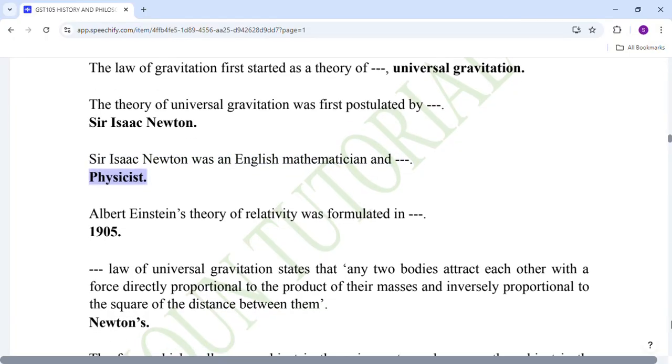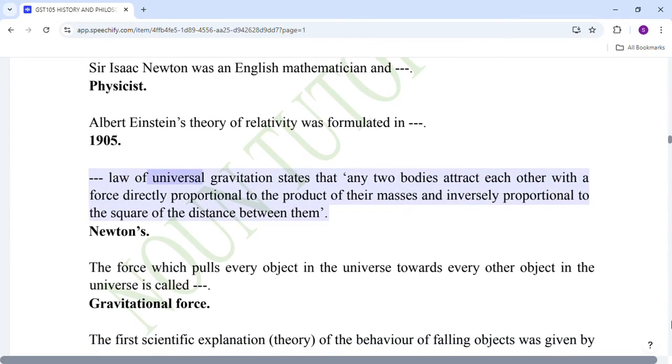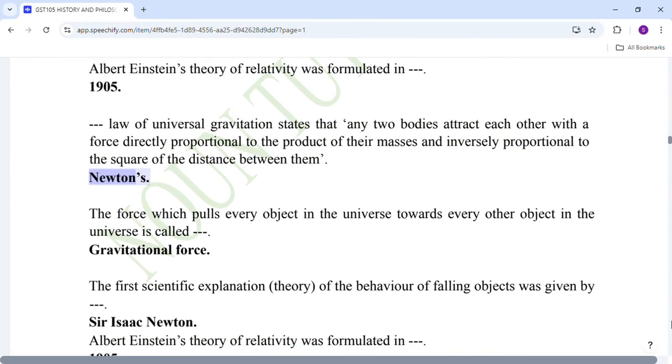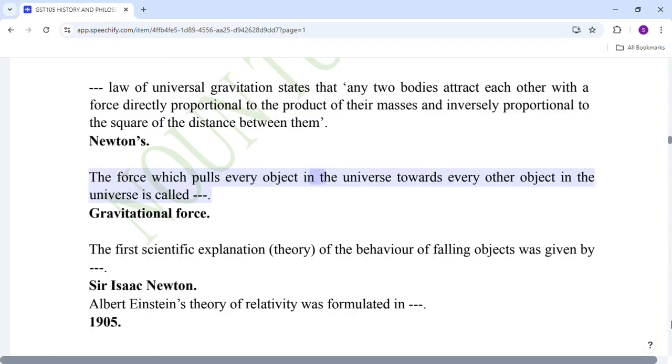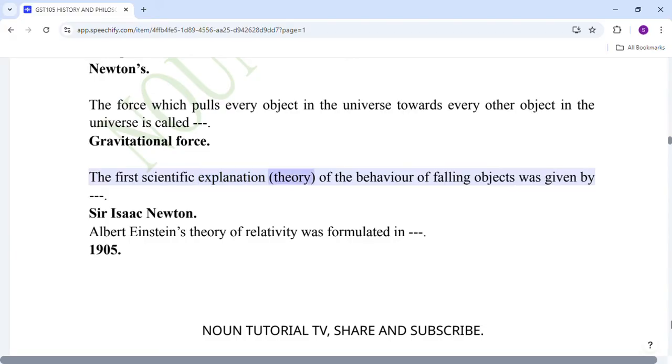Albert Einstein's theory of relativity was formulated in 1905. The law of universal gravitation states that any two bodies attract each other with a force directly proportional to the product of their masses and inversely proportional to the square of the distance between them. The force which pulls every object in the universe towards every other object in the universe is called gravitational force.